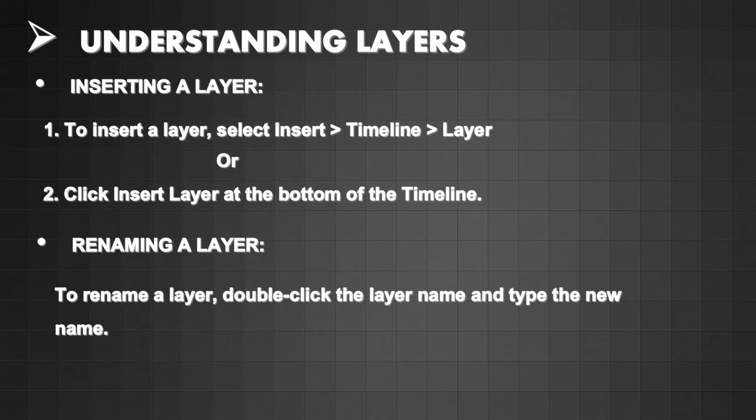Each new movie contains a single layer by default, but you can add as many layers as you want. The timeline displays layers as rows. It provides options to insert, lock, unlock, hide, and unhide a layer. To select a layer, click on the layer name. Inserting a layer: Insert, Timeline, Layer. Renaming a layer: to rename a layer, double click the layer name and type a new name.